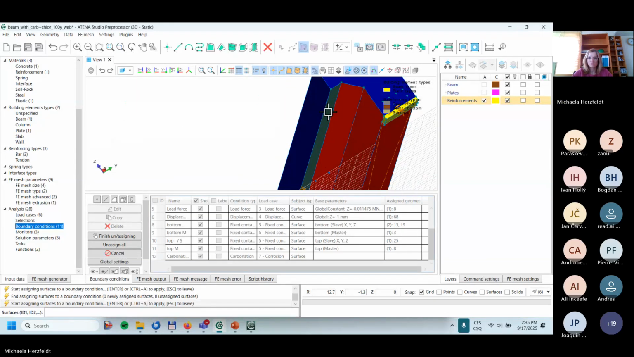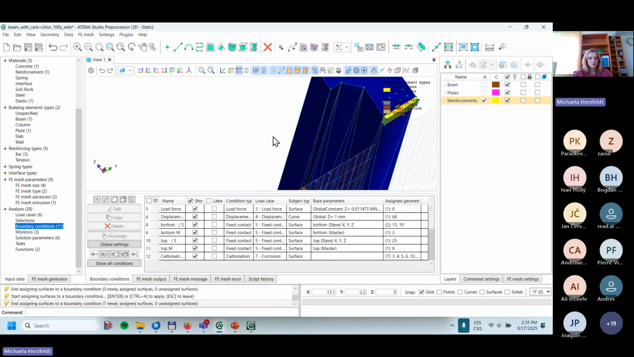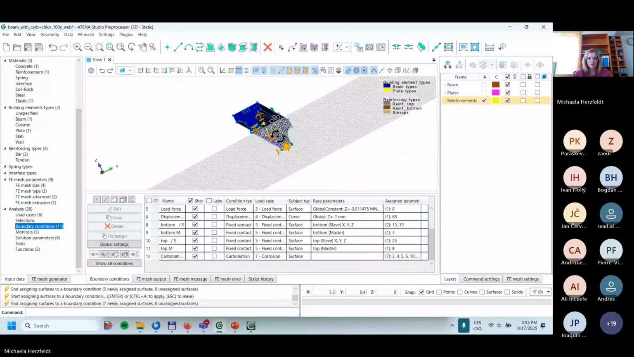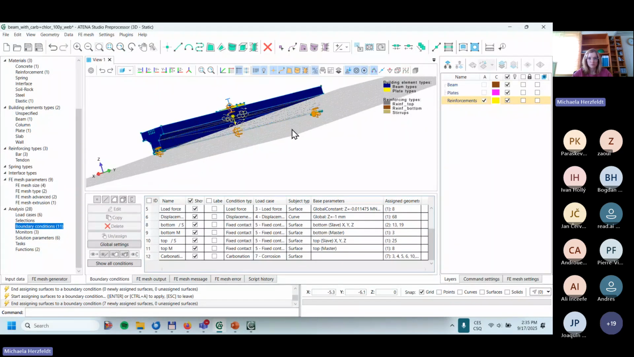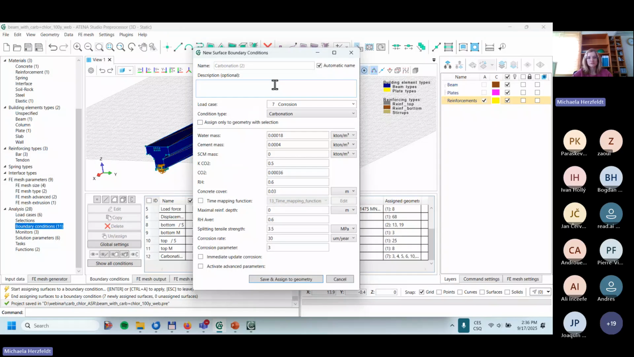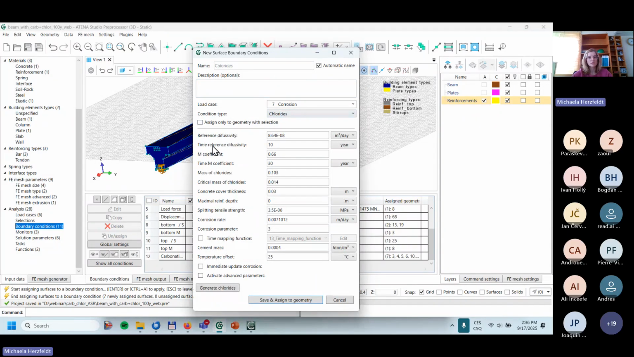Everywhere. Assign, and with enter I finish the assigning. And yeah, so the carbonation at this moment is assigned. It's good from time to time to save it, of course. And now we go to chloride to assign the new surface boundary condition, and we go for chloride.